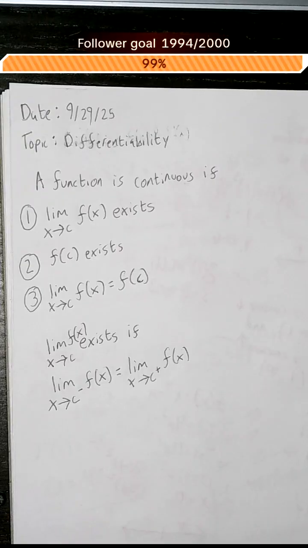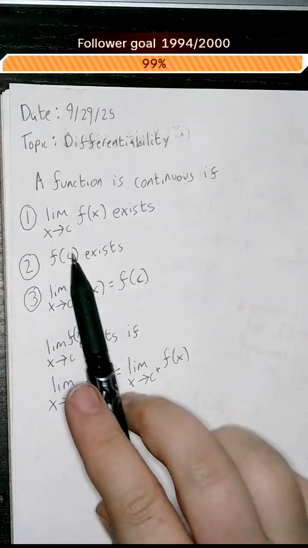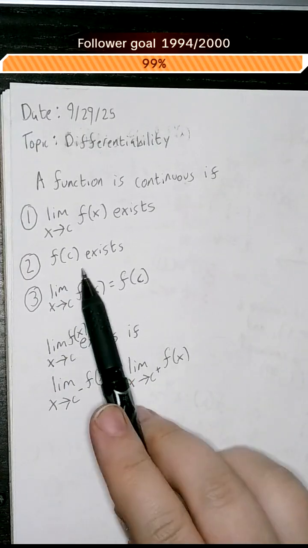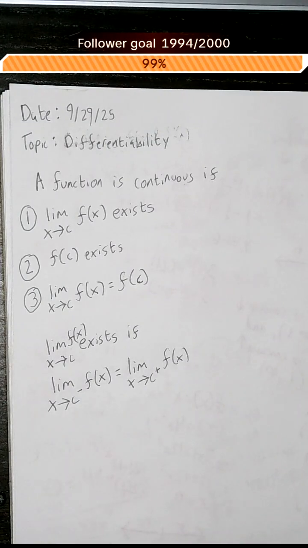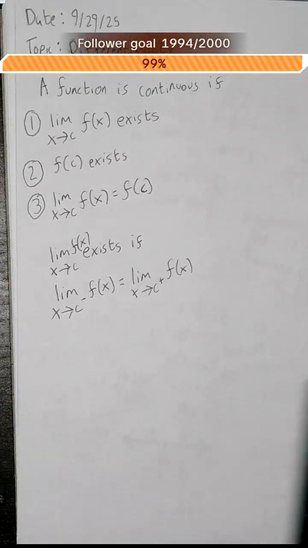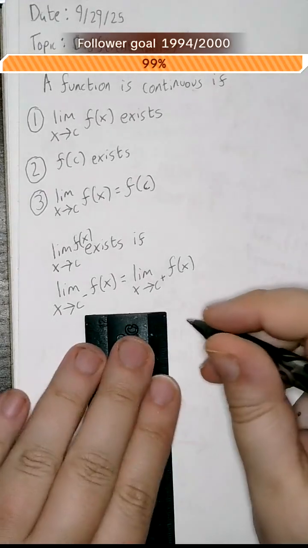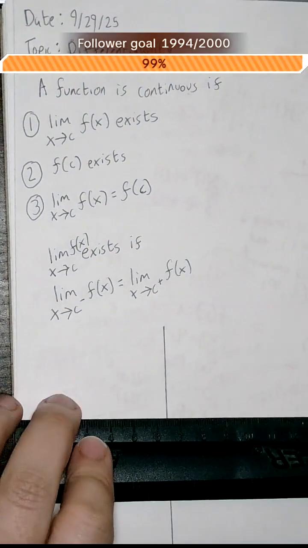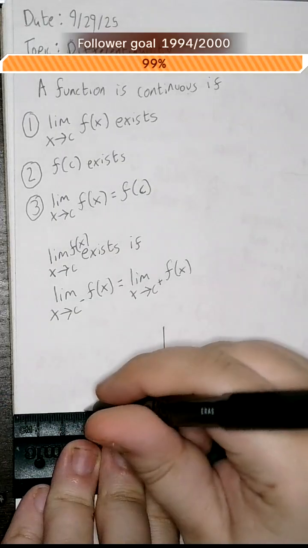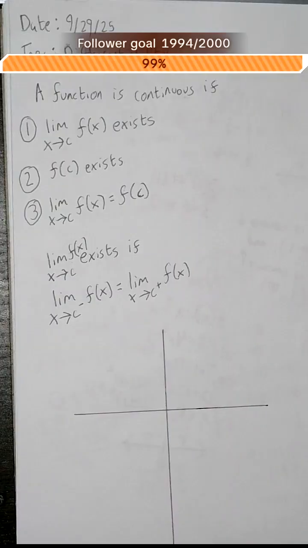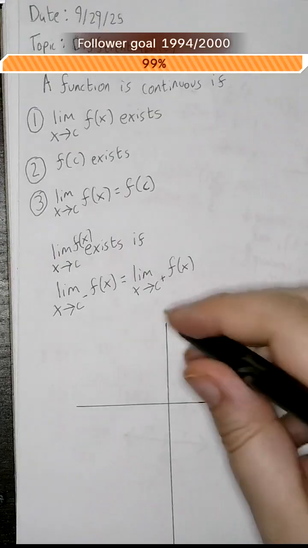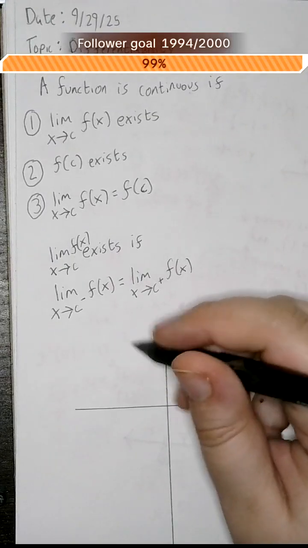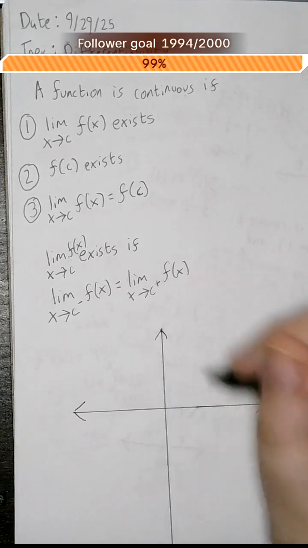So, if this is true, then condition 1 is met. Condition 2 is met if the function exists at that point. So let's take a look at a graph and show you what I mean. Oh, by the way, I found my ruler. Let me go ahead and attempt to draw this. So that's my x point. This is my xy plane.